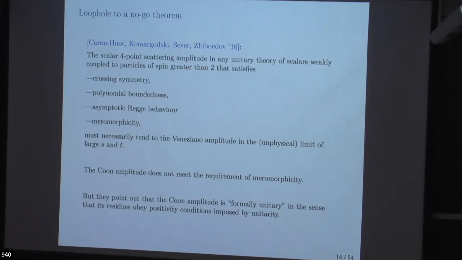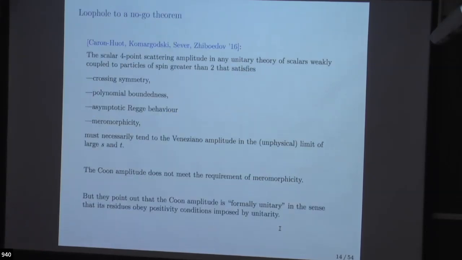And so the Kuhn amplitude in a sense is a loophole in the sense that it's non-meromorphic. So that's why in this paper they say, oh, you know, we won't deal with this case. But they do point out that the phrasing they use is they call it formally unitary. And they say by which they just mean that the residues of the poles decompose into a positively weighted sum of, well, they say Legendre polynomials. So they looked at d equals 4.